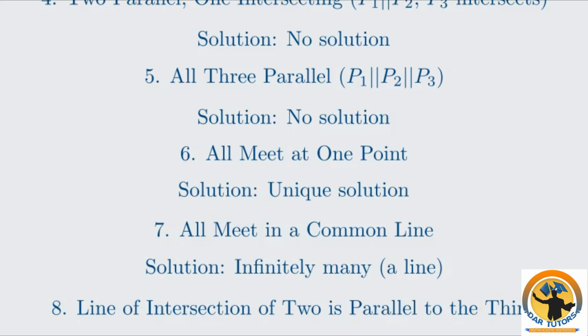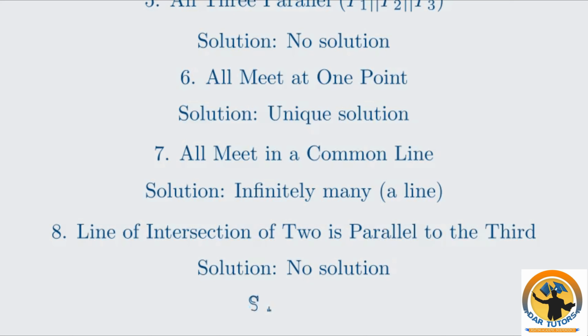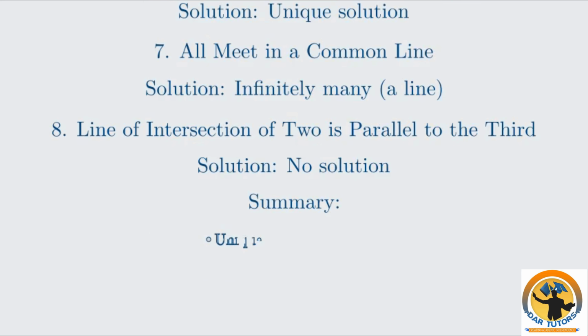And eighth, the line of intersection of any two planes can be parallel to the third plane. This forms a triangular prism shape, where the three lines of intersection are parallel but never meet at a common point. Therefore, there is no solution. So to summarize, we can have a unique solution, infinitely many solutions, or no solution. Our goal is to use algebra to determine which of these cases applies to a given system of equations.